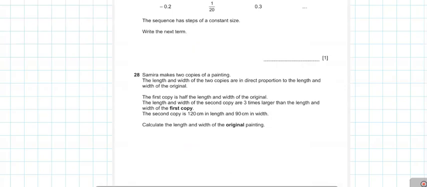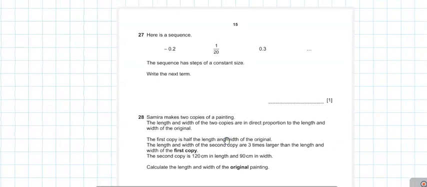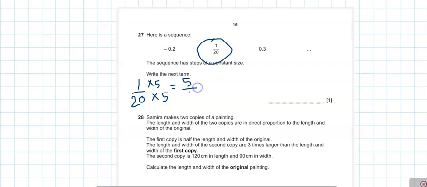Question 27. Here is a sequence: negative 0.2, 1 over 20, 0.3, and so on. So we need to find out the decimal value of 1 over 20. Okay, so 1 over 20, we multiply by 5, up and down. This will be 5 over 100, which means 0.05.